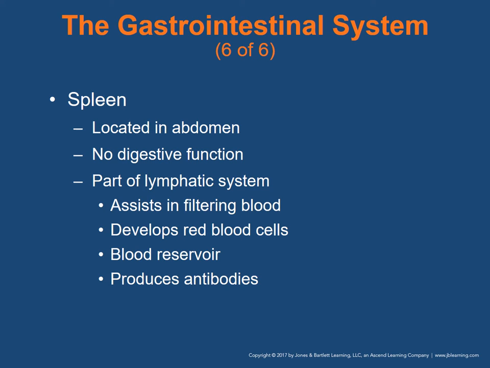The spleen, like we talked about, it's located in the abdomen in the left upper quadrant, just behind the stomach. It is in the abdomen, but it has no digestive function. It's actually a part of the lymphatic system. So it assists in filtering blood.